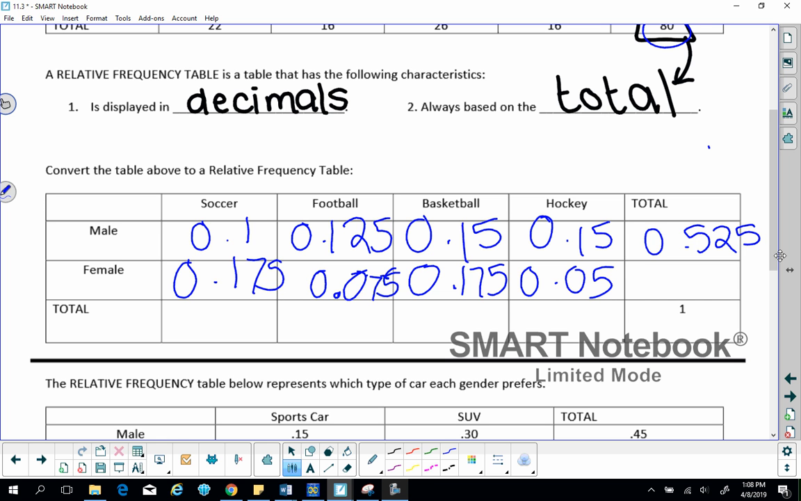Hugo, what's the next one? Derek, what's the next one? 0.275. Valeria, what's the next one? Joe, what's the next one? 0.2.